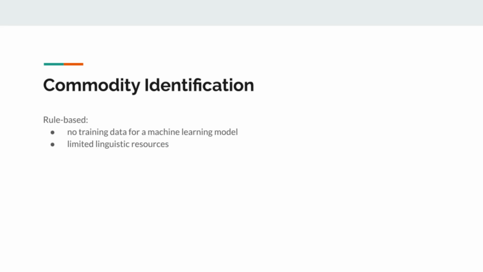To properly identify the counted objects, we use a rule-based system. Unfortunately, there is no supervised data available to train a more versatile machine learning model, and linguistic resources for Sumerian are limited, meaning we can't simply derive this information from, for example, a dependency parser.